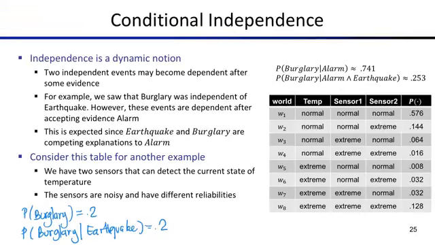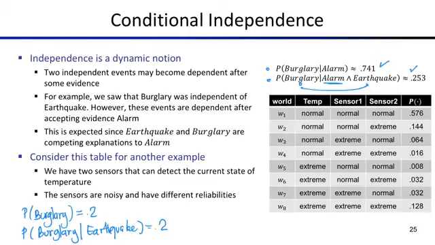But we also saw that when we add information about the alarm, we can tie these two pieces of information together and make them dependent. So we saw that the probability of burglary given an alarm was 0.741. But when we computed the probability of burglary given an alarm and earthquake, it lowered. So we were saying that burglary and earthquake were independent, but with the information of the alarm, they become dependent. And that is very interesting.